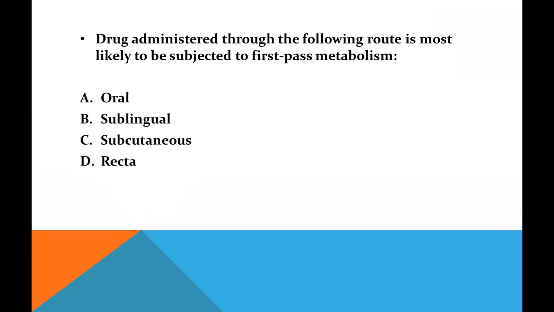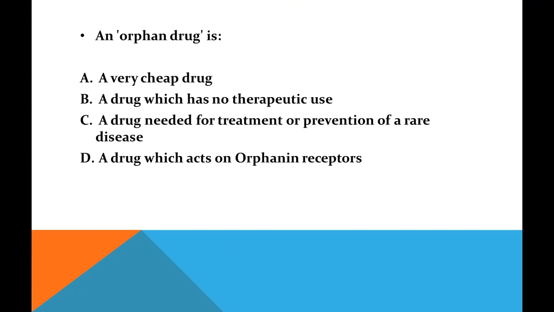So the first question is, a drug administered through the following route is most likely to be subjected to first pass metabolism. So the options are oral, sublingual, subcutaneous, rectal. So the correct answer is option E, oral. Moving to the next question.